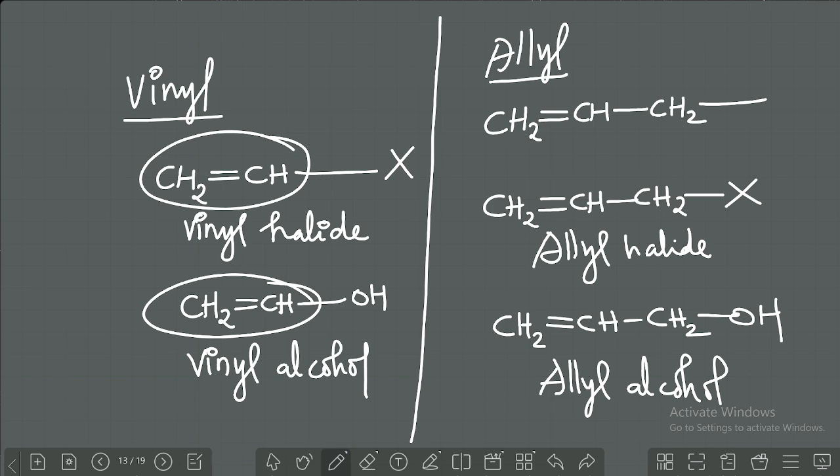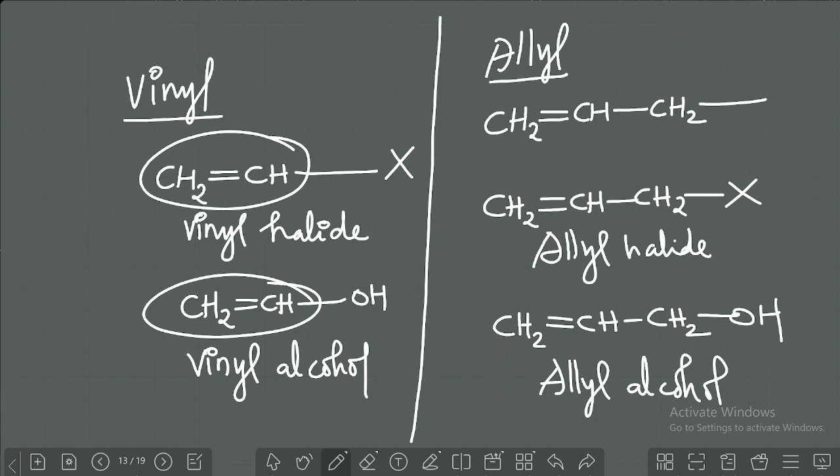Next one. Vinyl. CH2 double bond CH. Actually, CH2 double bond CH2 is ethene. In ethene, when you remove one hydrogen, it's called vinyl. CH2 double bond CH.